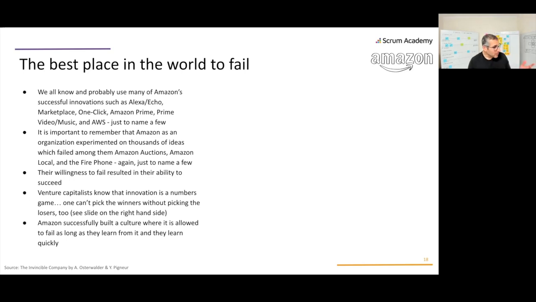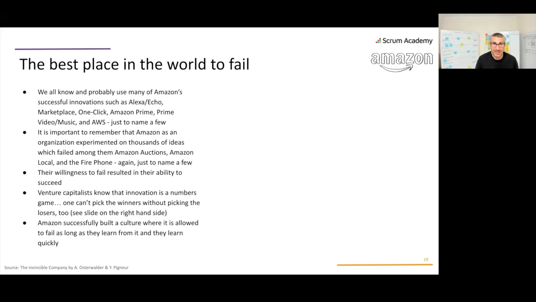Amazing. Another one, Amazon Local, something similar to Airbnb today. They tried it many years ago, but it didn't work. Nothing came out of it. So they are not in that space. Maybe at some point they do again something similar. But back then they tried it, it didn't work. They shut it down, done.